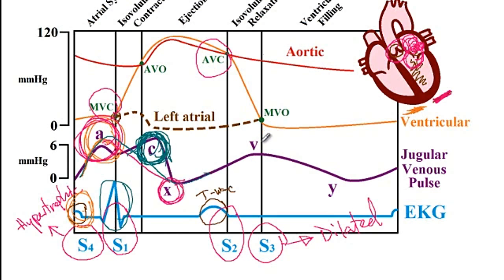So after this point, when there is venous filling of the right atrium against the closed tricuspid valve, the pressure will keep on increasing. So point V represents the venous filling of the right atrium. And then once the tricuspid valve opens, there would be emptying of the blood from the right atrium into the right ventricle. So that would represent the point Y.